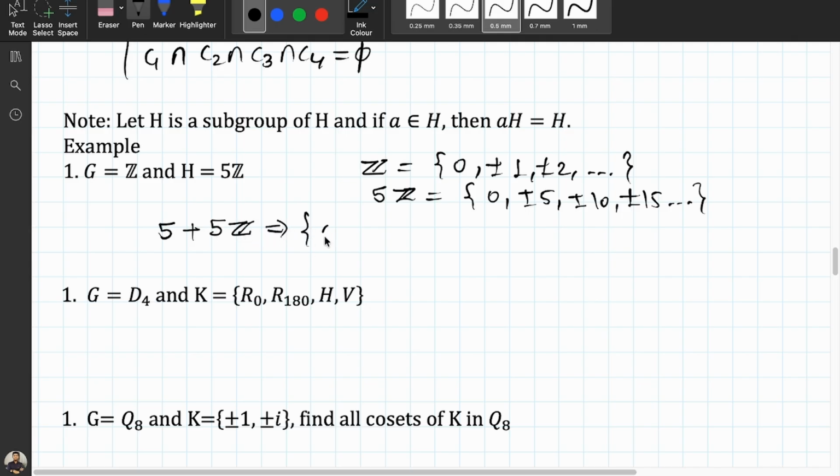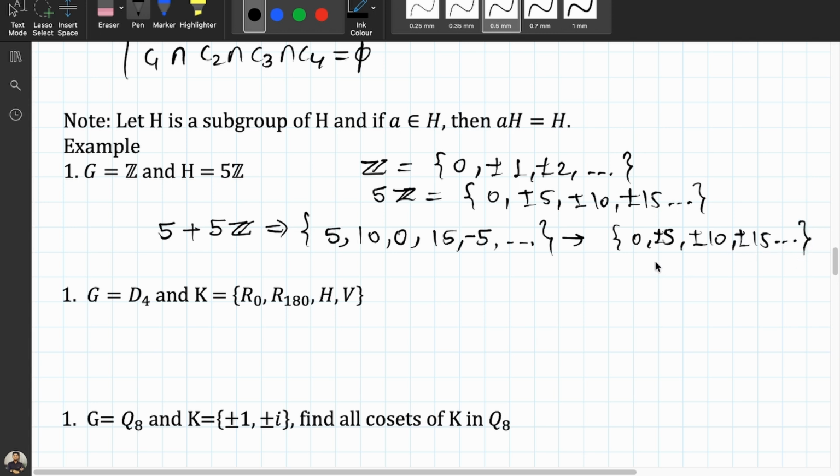What is this? 0. 5 plus 5 is 10. 5 minus 5 is 0. Now 5 plus 10 is 15. 5 minus 10, this is nothing but 0, plus minus 5, plus minus 10, and so on, which is nothing but your H. Okay, this is the property.